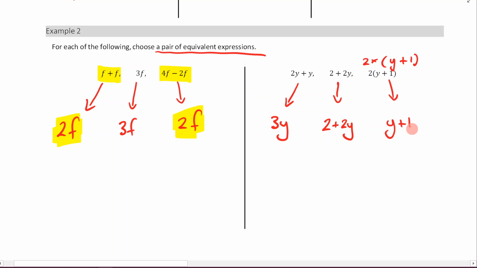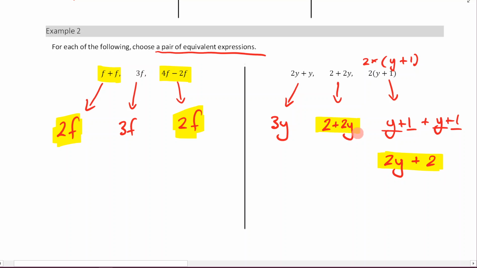So that's y plus 1 plus y plus 1. Well, I have a y here and a y here, which makes 2y. And I have a 1 here and a 1 here, which makes 2, because 1 plus 1 is 2. That makes sense. So I've got a y plus y, which is 2y, and a 1 and a 1, which is 2. And as you can see here, this is the same as this.